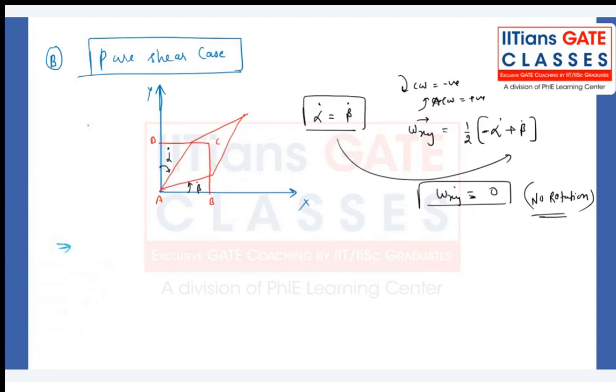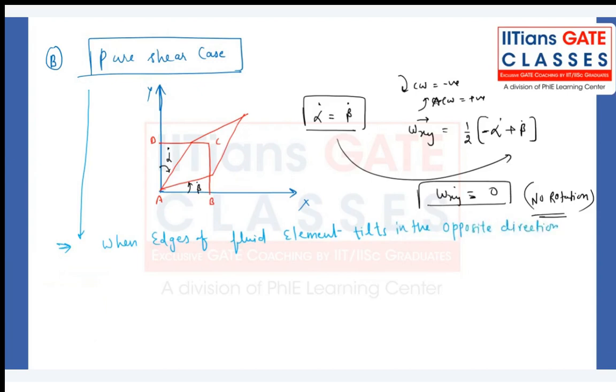So note down what is the meaning of pure shear. When the edges of the fluid element tilt in opposite directions, but equally, that is called the pure shear case, pure shear deformation.